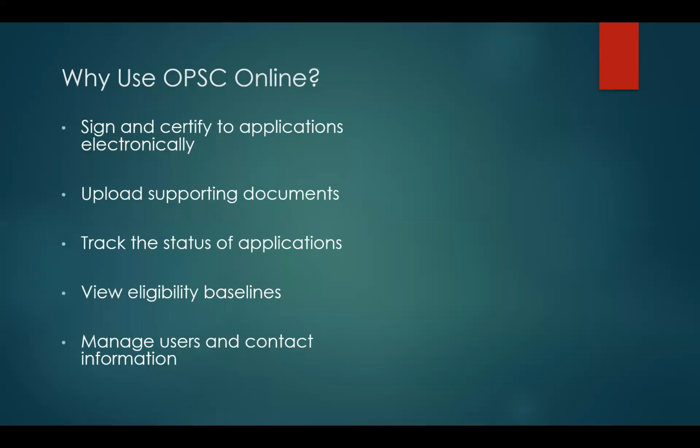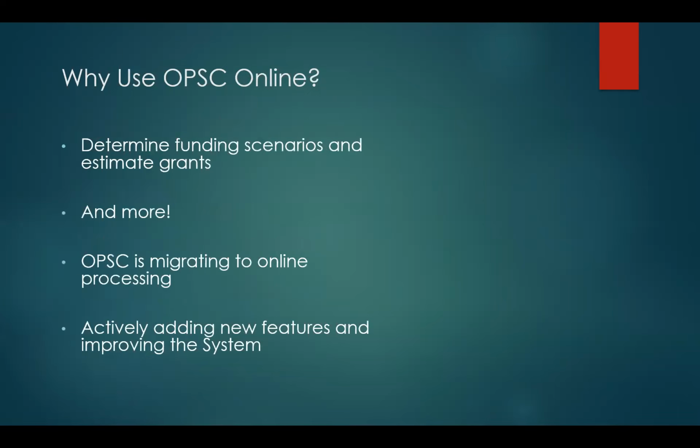You can also track the status of your applications and view your eligibility baselines to plan for funding opportunities. And if you're not familiar with what eligibility baselines are, I'll explain what they are later in the presentation. And then you can also manage users and contact information for your district, which includes creating delegates to fill out applications on behalf of your district. You can also determine funding scenarios and estimate grants using the grant calculator, which I'll demonstrate today.